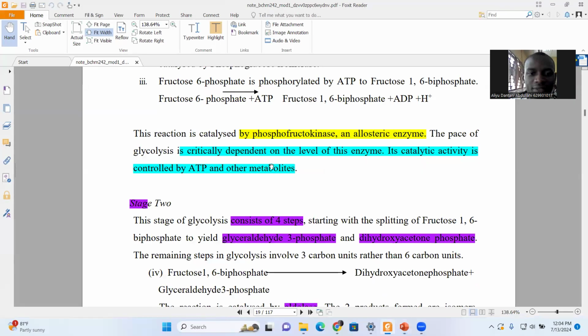Now, the pace of glycolysis is critically dependent on the level of this enzyme. If you understand this statement, the level of this enzyme will guide the pace of glycolysis, whether it will happen at a fast or slow pace, or whether it will even happen at all. Its catalytic activity is controlled by ATP and other metabolites. So technically, this statement is saying when enough ATP is produced from glycolysis, ATP can become an inhibitor of the enzyme. This kind of inhibition, where the product inhibits the enzyme, is called feedback inhibition.